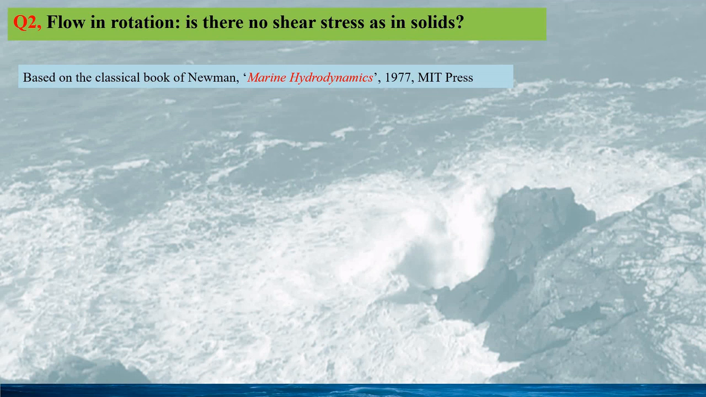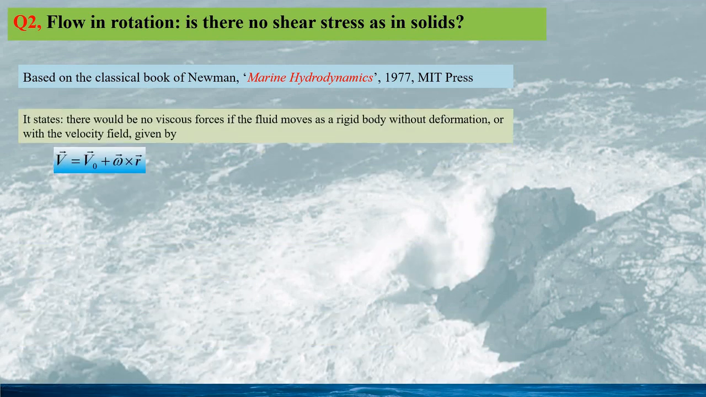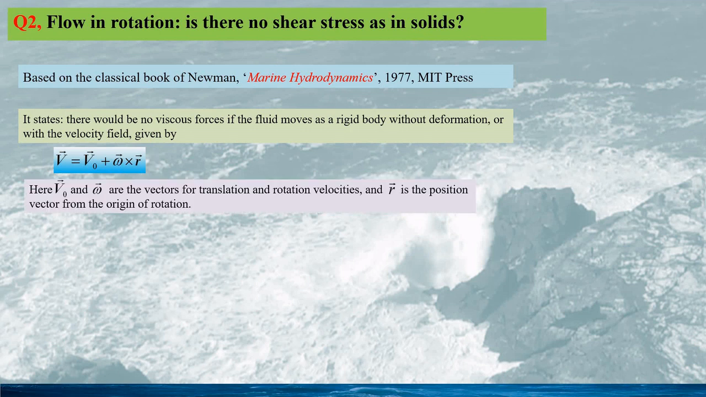The second inconsistency, Q2, would be whether there will be viscous stresses in the rotation motion of fluid. Based on the classic book, Marine Hydrodynamics, it states there will be no viscous force if the flow moves as a rigid body without deformation, or fully follows the velocity description as this. Here, vector V0 and vector omega are the vectors for translation and rotation velocities, and the vector r is the position vector from the origin of rotation.